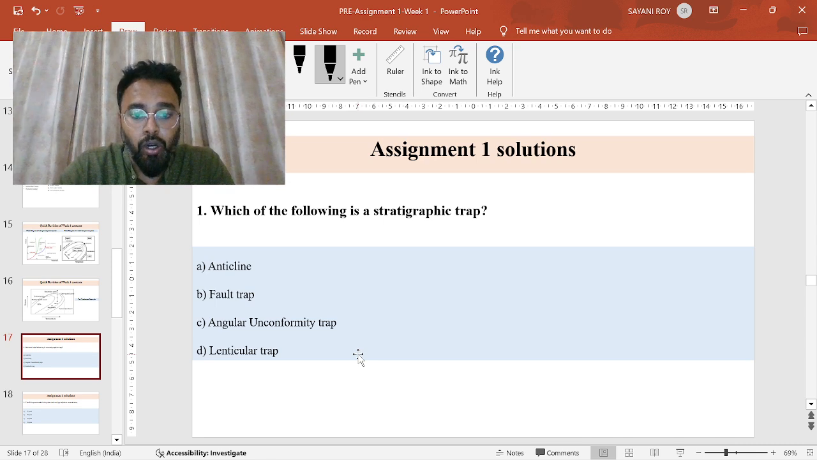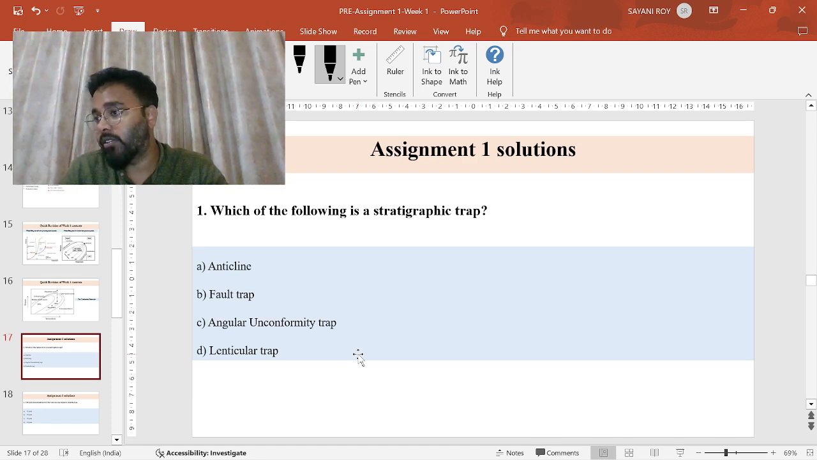So here I need you all to answer the questions. Can you see the question in the slide? The first question is: which of the following is a stratigraphic trap? Option A is anticline. Option B is fault trap. Option C is angular unconformity trap and option D is lenticular trap. Anyone please answer? Sir, is it angular unconformity trap? Angular unconformity trap. Okay. Anyone else?